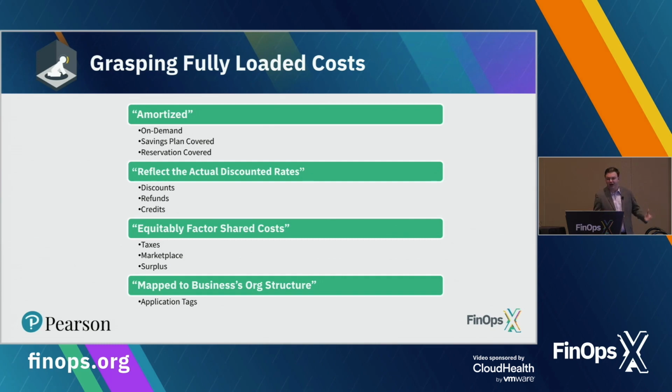What does amortized mean? Well, in AWS terms, it means on demand plus your savings plan covered usage, as well as your reservation covered usage. Reflects the actual discounted rates. It also includes discounts, refunds, and credits. Equitably factors in shared costs, taxes, marketplace, and other surplus costs that could come in, and are mapped to the organization's business structure. For Pearson, this came down to our application tagging.